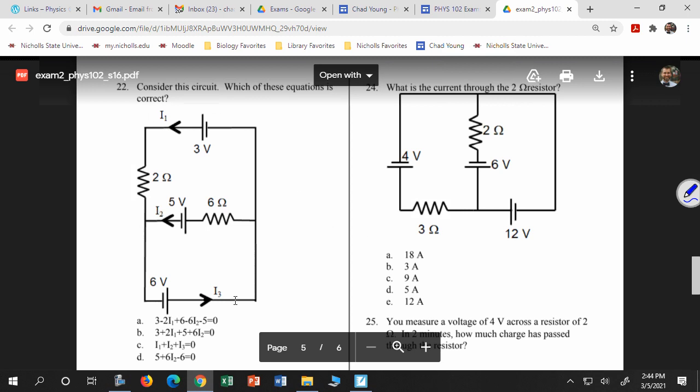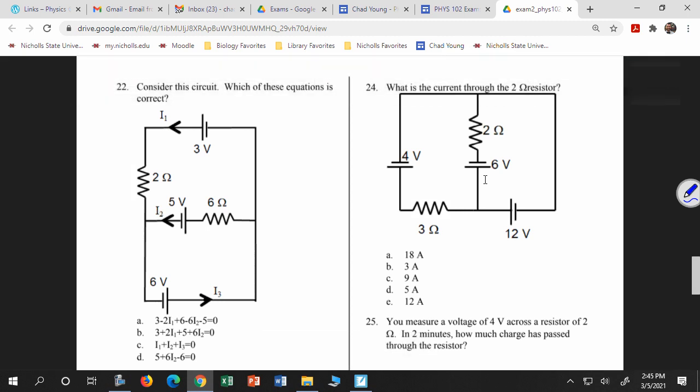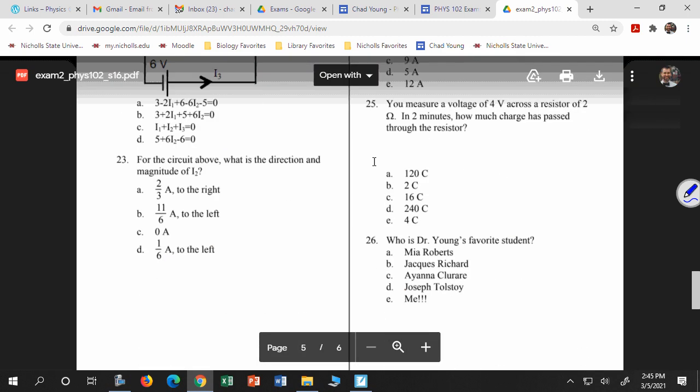Okay, did we do this one? Is this the same one we did previously? Let's see. I'm pretty sure one of these is incorrect. I can tell you.